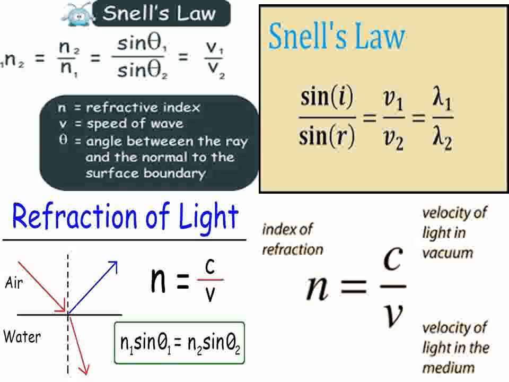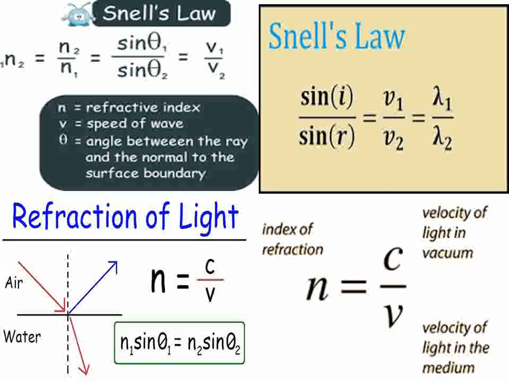Frequency remains unchanged from one medium to another medium. Therefore, there is a change in wavelength, and this ratio is equal to lambda 1 upon lambda 2, based on the formula v is equal to n lambda, or velocity is equal to frequency multiplied by wavelength.